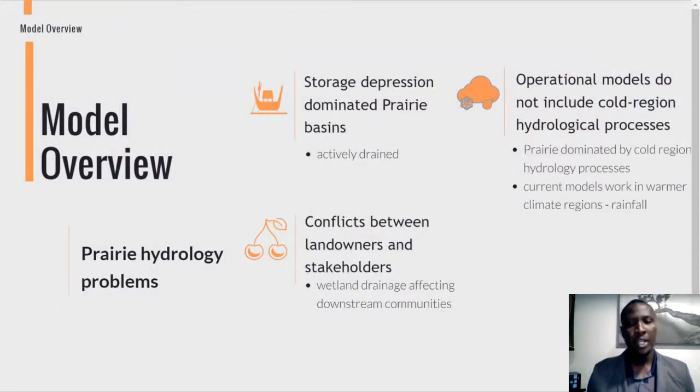Because we understand that storage depressions dominate prairie basins and are actively drained, we see downstream communities getting easily affected. And from the modeling side of things, because the current models work in warmer climate regions where rainfall is dominant, we don't see them working in the prairies.